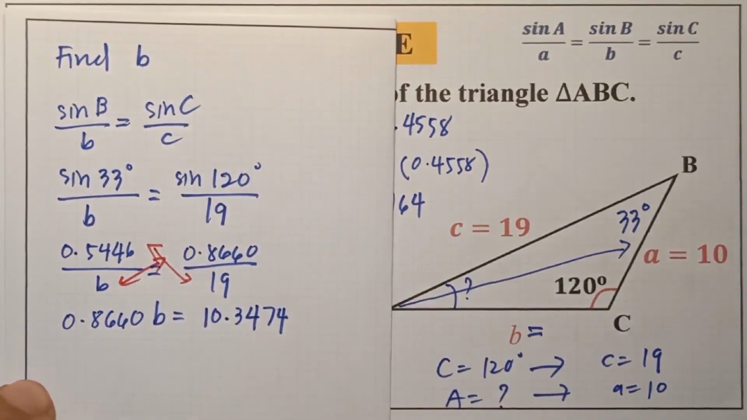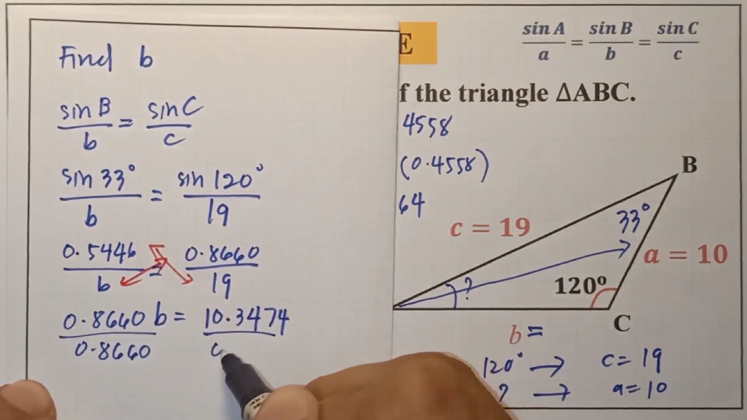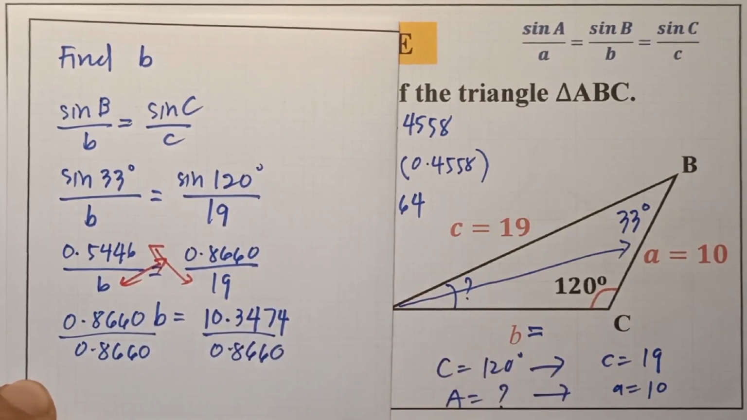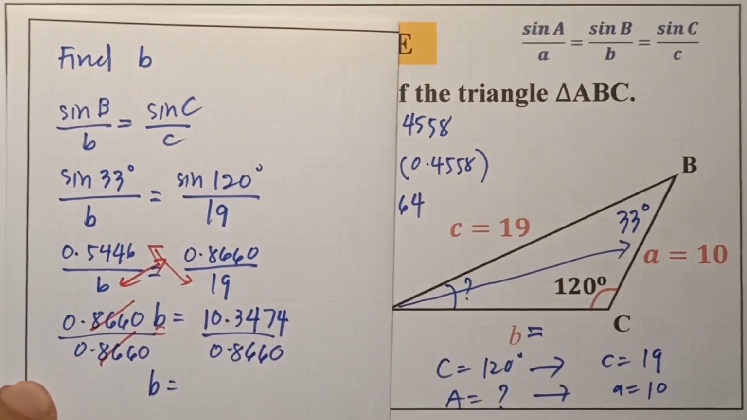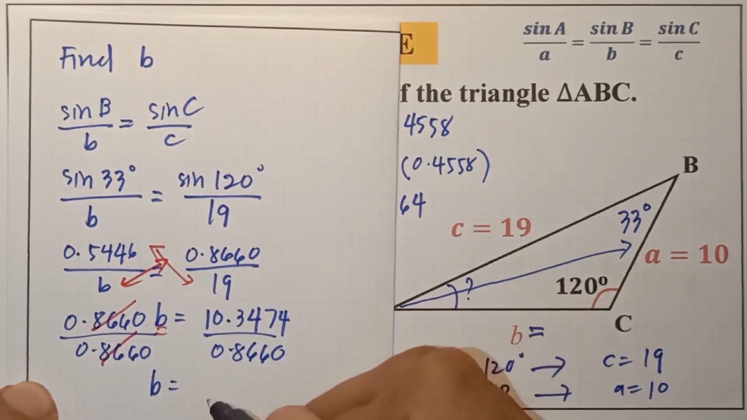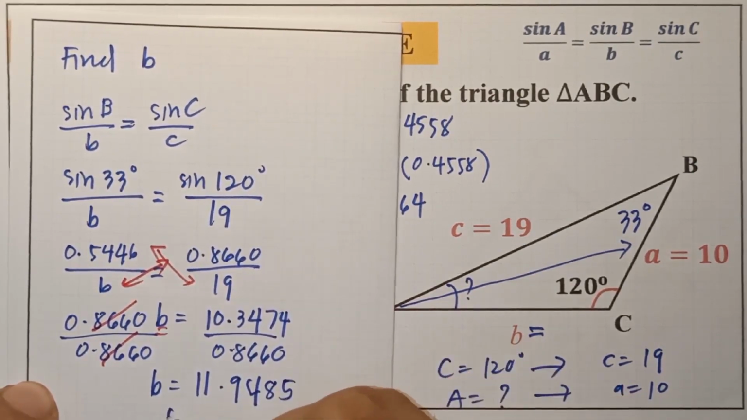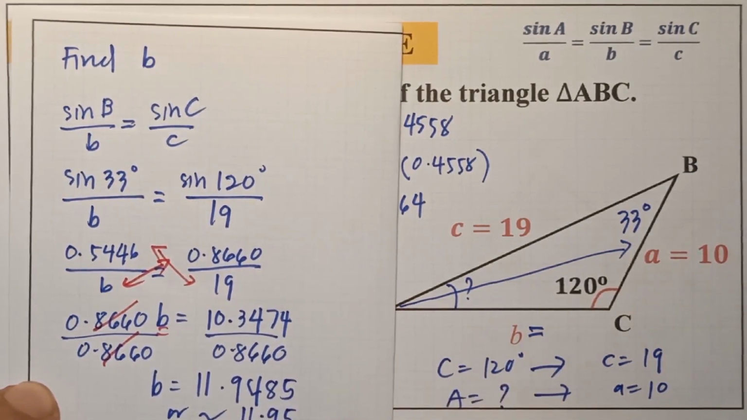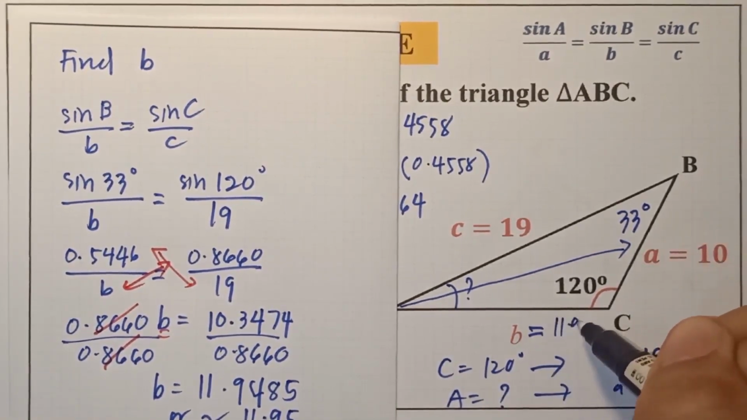Now, we will divide both sides by 0.8660 so that we can find the value of b. So b here now is 10.3474 divided by 0.8660, that is 11.9485, or simply 11.95. This is now the value of b, 11.95.